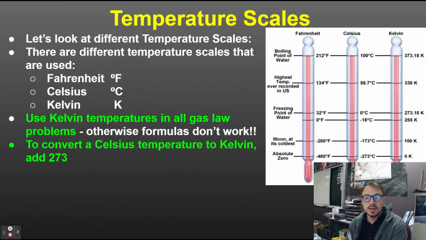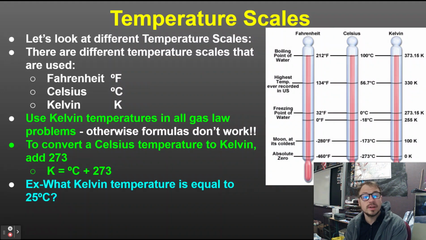Now, when we're using the gas laws, we need to use Kelvin temperatures in all the gas laws, otherwise the formulas don't work. Now, to convert from Celsius temperature to Kelvin, you need to add 273. So to get Kelvin, degrees Celsius plus 273. So an example would be what Kelvin temperature is equal to 25 degrees Celsius: 25 plus 273, 298 Kelvin.